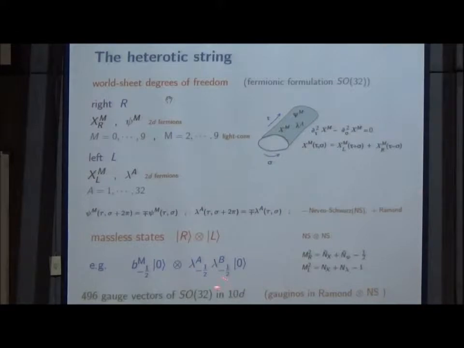Now, what are they? How many are there? Well, this A and B go from 1 to 32, and this is antisymmetric. These are fermions that anticommute. And if you count, there will be 32 times 31 divided by 2, and this number is 496. And this happens to be the dimension of the adjoint representation of SO(32). And one can show in more detail using conformal field theory and so on that indeed these are gauge vectors. This will give you precisely the adjoint of SO(32).